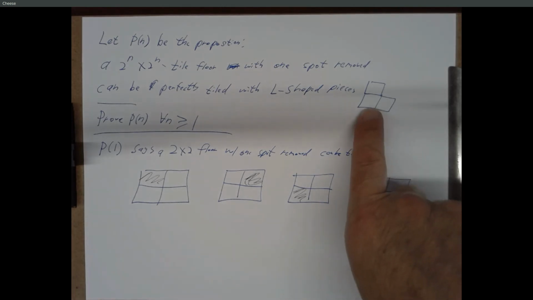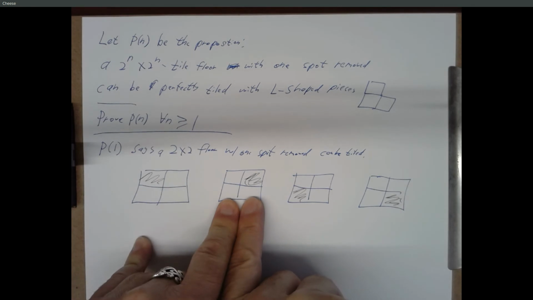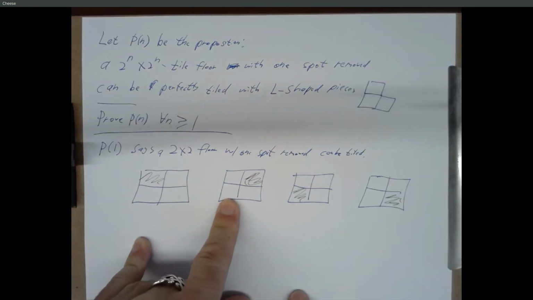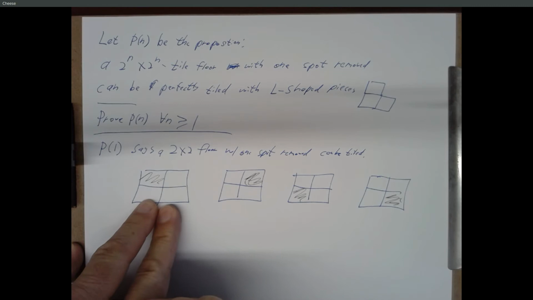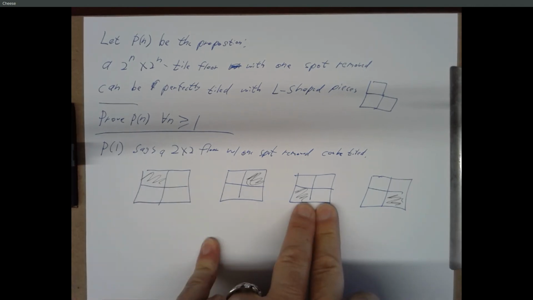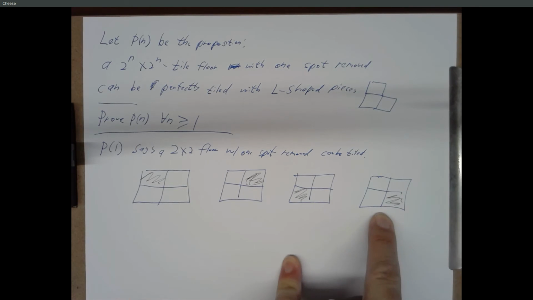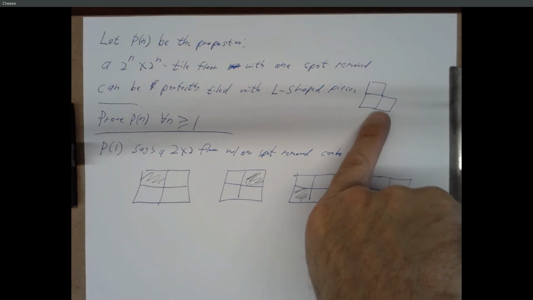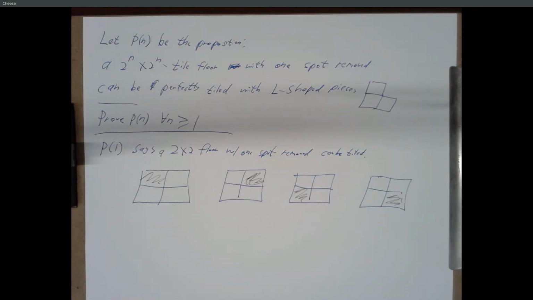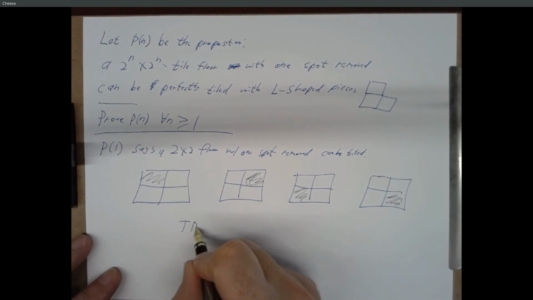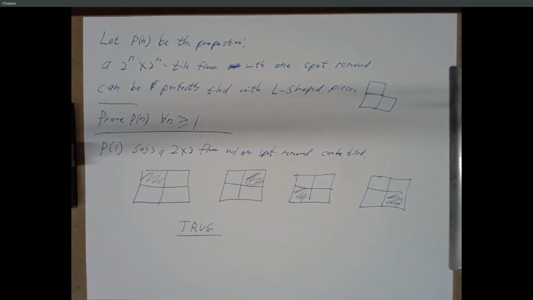The tile, as I've shown it here, tiles this floor perfectly. If I turn it a little bit counterclockwise, it'll tile this floor. If I turn it a little more, it'll tile this one, and if I turn it one notch clockwise, it'll tile that 4th one. So by looking at all the possibilities for a 2 by 2 floor with one spot removed, we can exhaustively prove, yes, in all those cases we can tile it perfectly. And so P of 1 is true. So we got our base case done. We're halfway there.